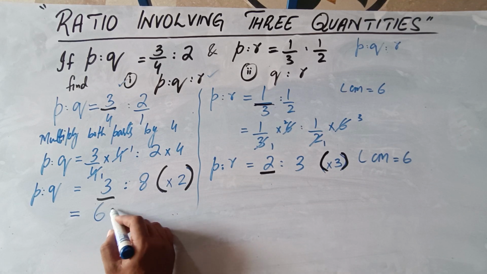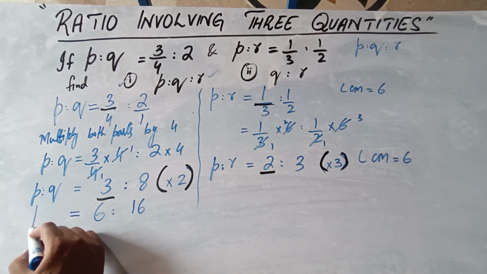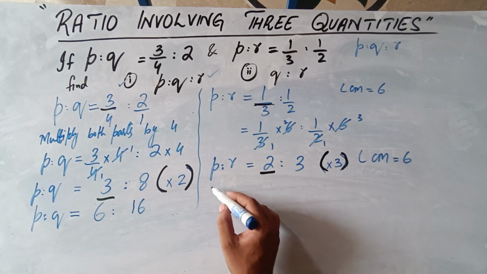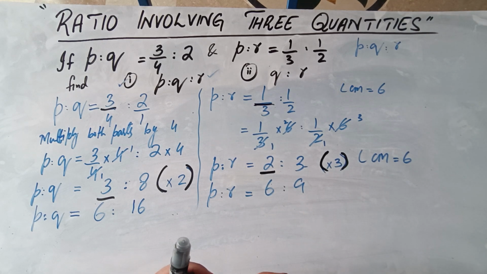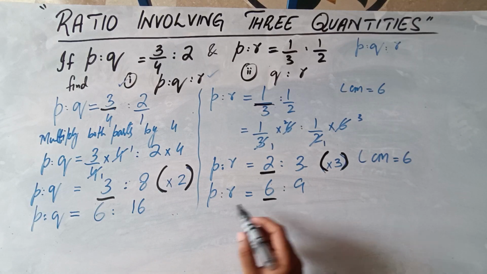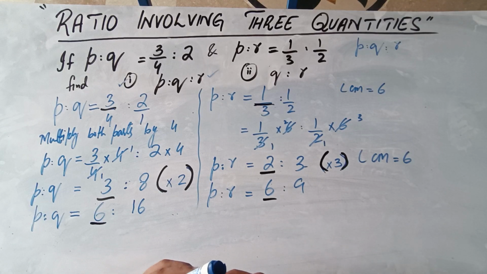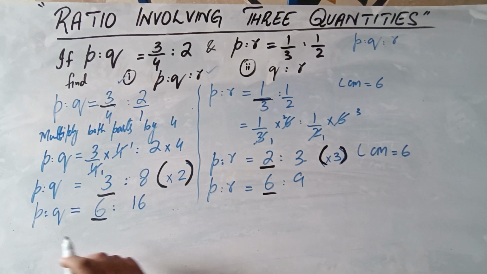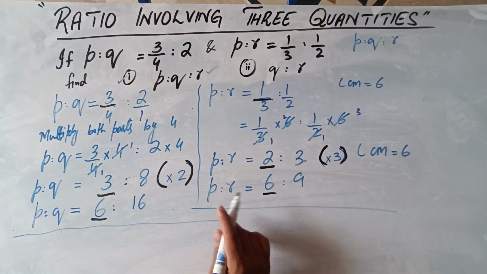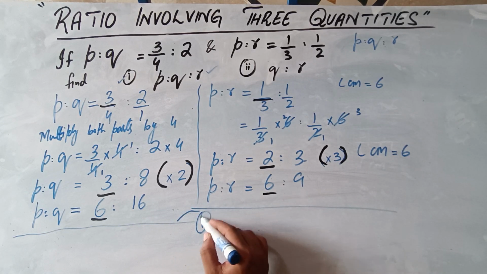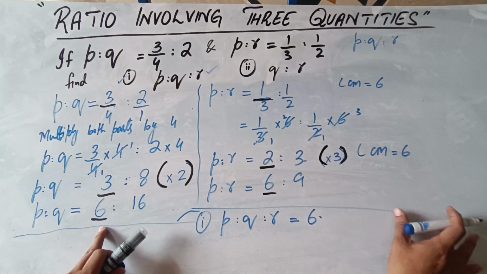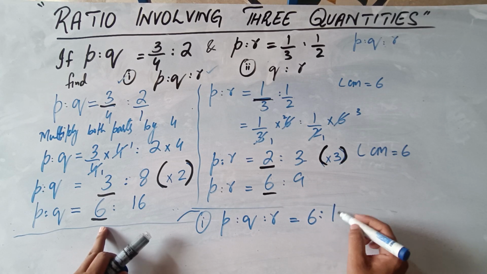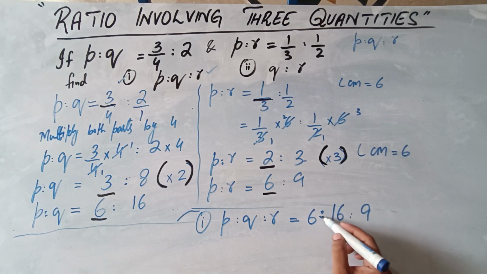So what would happen? 3 times 2 is 6, 8 times 2 is 16. So P ratio Q, P ratio R. So 2 times 3 is 6, 3 times 3 is 9. Now you can see that the value of P has become equal, so now we can connect them into a continued ratio. I hope this is very interesting. So how can we find the continued ratio? Part 1, P ratio Q ratio R is equal to 6 ratio 16 ratio 9. So this is the final answer.